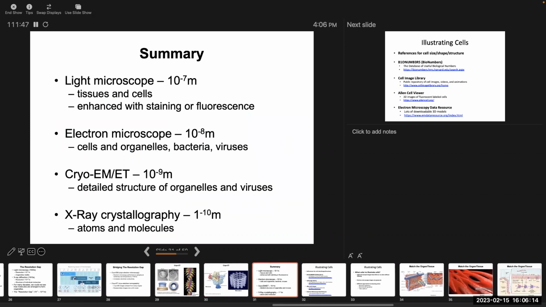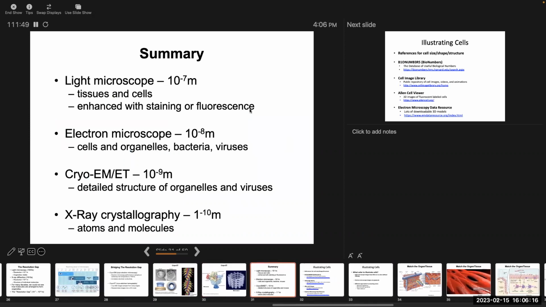So just to summarize what I've been saying here, we've got light microscopy that allows us to see things down to about 10 to the minus 7 meters, allowing us to see whole tissues and individual cells. And you can enhance your light microscopy with different forms of staining or with different fluorescence techniques.